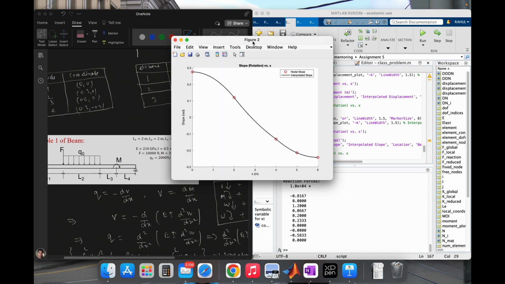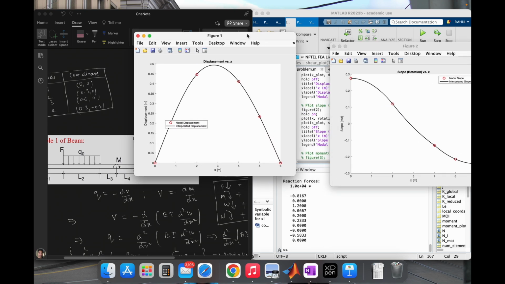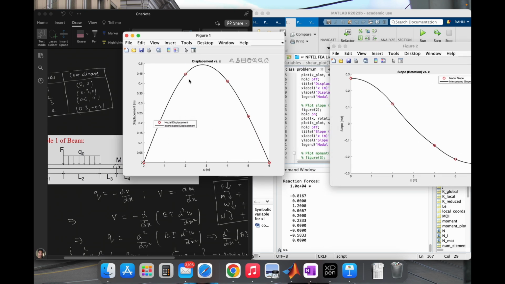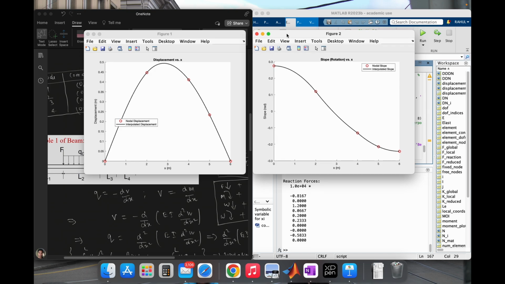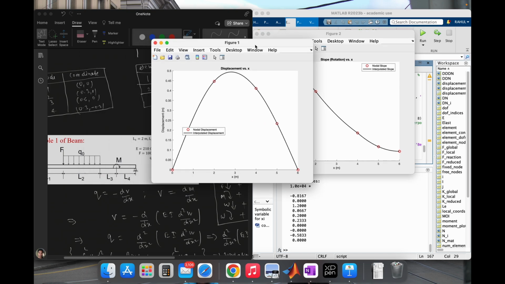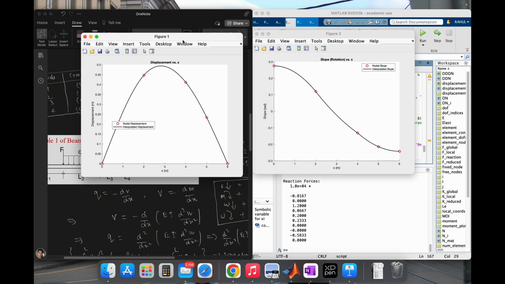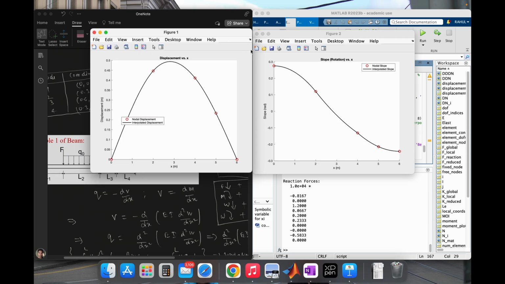Here you can see that we only got 1, 2, 3, 4, 5 nodal coordinates. This continuous graph is nothing but the interpolation or continuous solution, and these points are the nodal solution we got by using the finite element method. And here it is the plot of slope versus x. This is the same as whatever sir has got in the lecture.